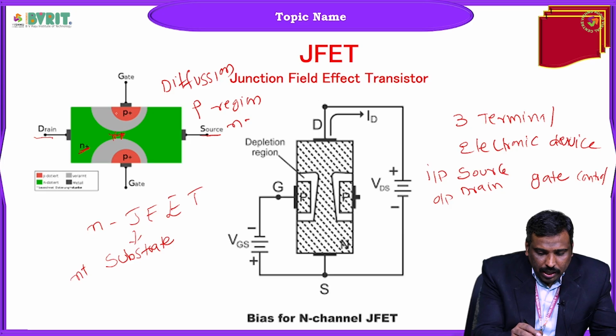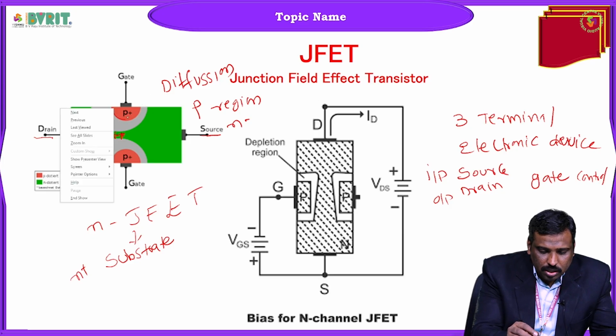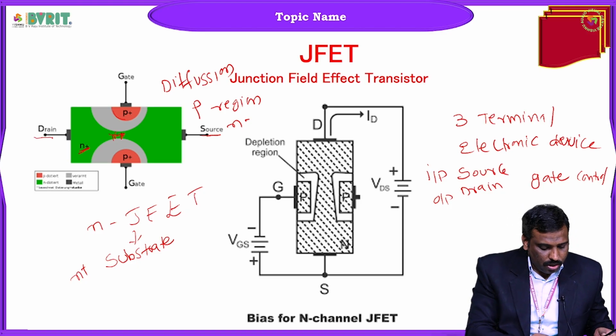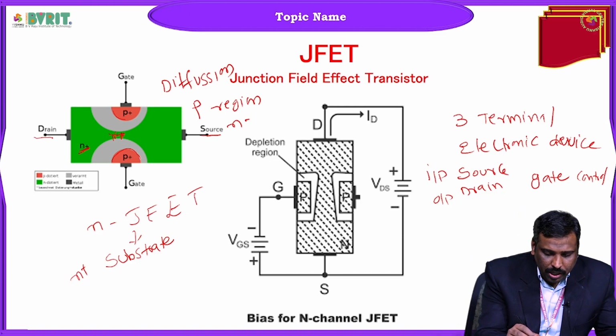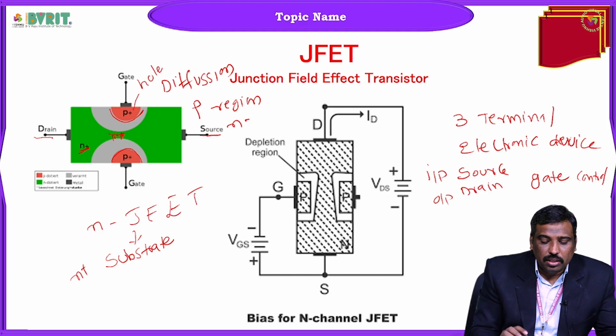So we formed a P region. This is a P region, and this is also a P region. We are forming two P regions on the N-type semiconductor material. What is the majority carrier in the P region? It consists of holes, and the N plus region consists of electrons.